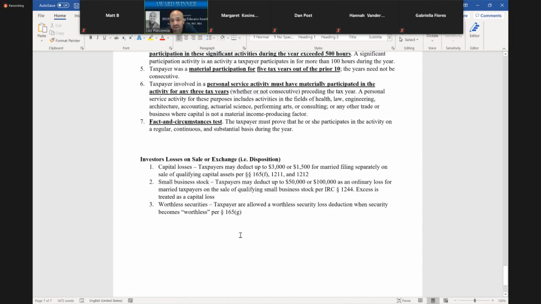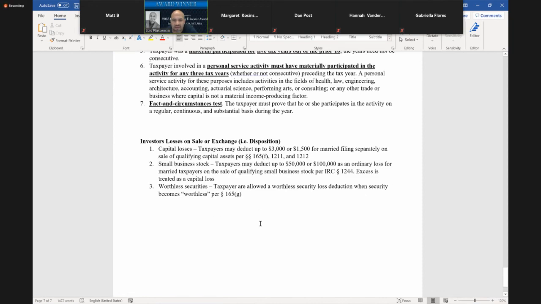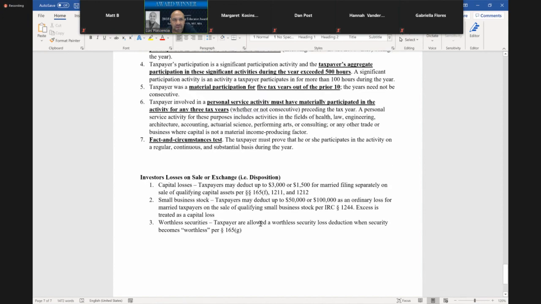Worthless security, that's another loss. If the security becomes worthless, you'll be able to take the deduction the year that it becomes worthless. That's all that I have for the investor losses. So now we're up to chapter 11.